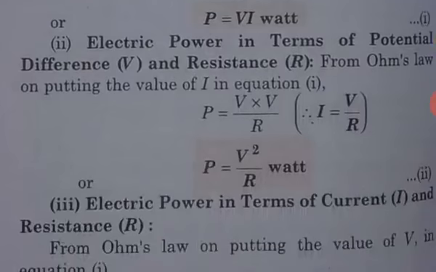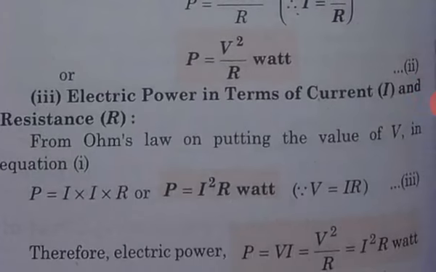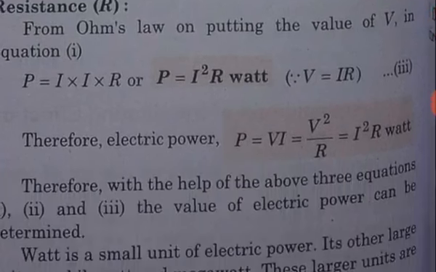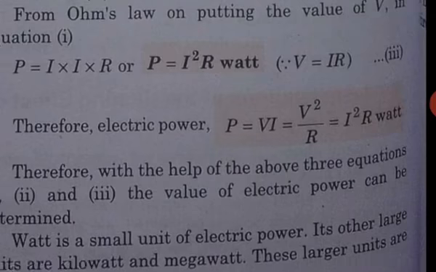And in terms of potential difference and resistance, the formula is P is equal to V square upon R watt. In terms of current and resistance, the formula is P is equal to I square R. So the electric power is P is equal to VI, which is equal to V square upon R, which is equal to I square R watt.